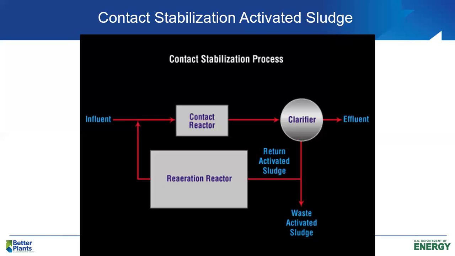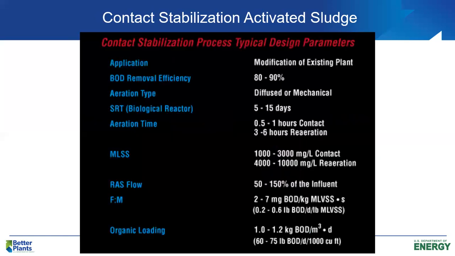But if you do the math with only a 45-minute detention time in the contact reactor, that reactor is very small. And even though you designed the re-aeration reactor for maybe a 4 or 5 hour hydraulic detention time, now you're only designing it for the return activated sludge flow rate, which may be only 30 or 35 or 40% of the raw wastewater flow rate. So the total reactor volume is significantly reduced. That greatly reduces the cost of the process. And again, it's a very cost-effective activated sludge process.